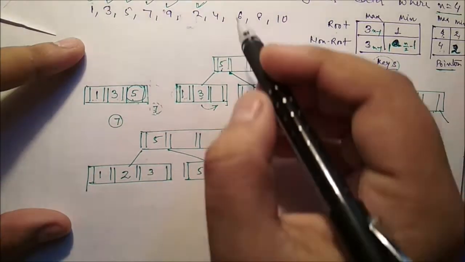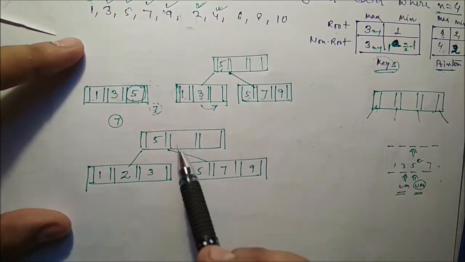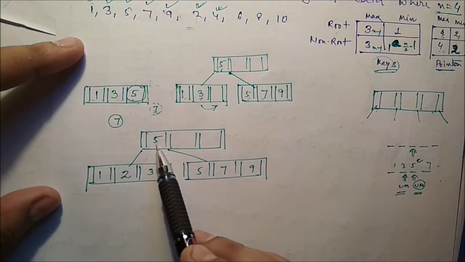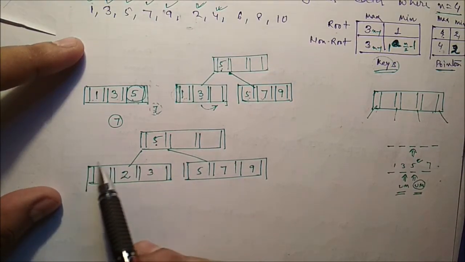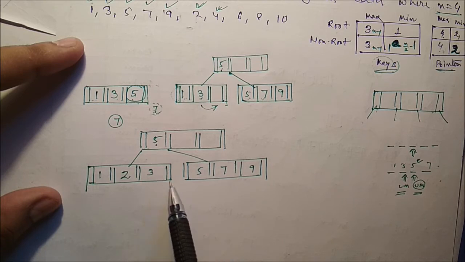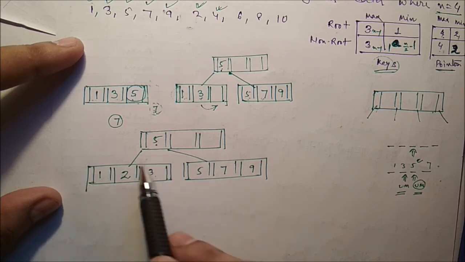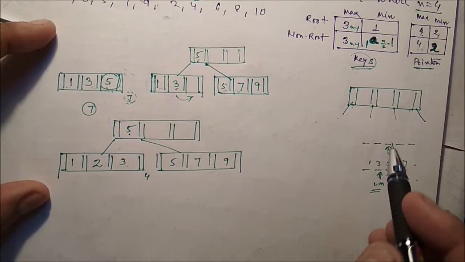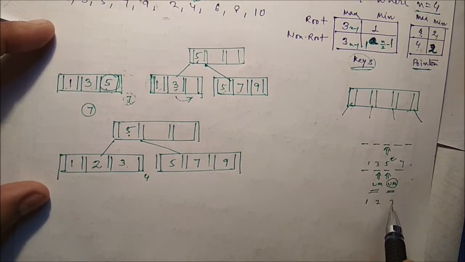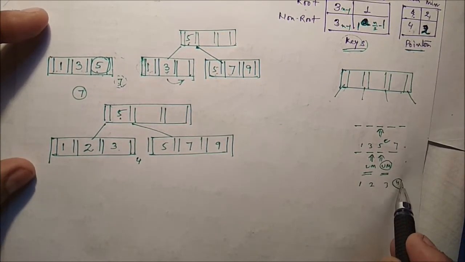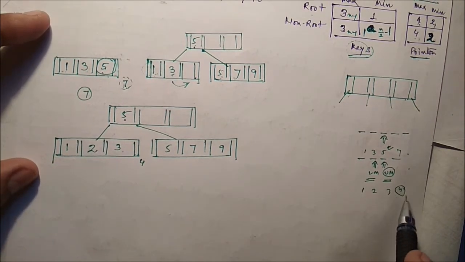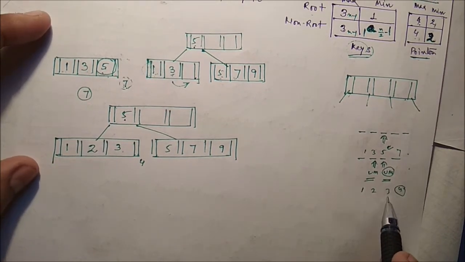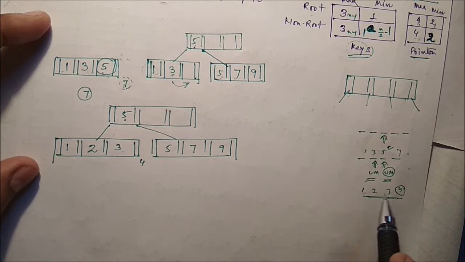Next we have to insert 4. Now 4 should be less than 5, so 4 must be in this part, and 4 should be greater than 3. But this node can accommodate 3 keys, it cannot accommodate a 4th one. If you add the 4th one, we get 1, 2, 3, 4, and this will be the new data. So we have to split this particular node into two nodes.